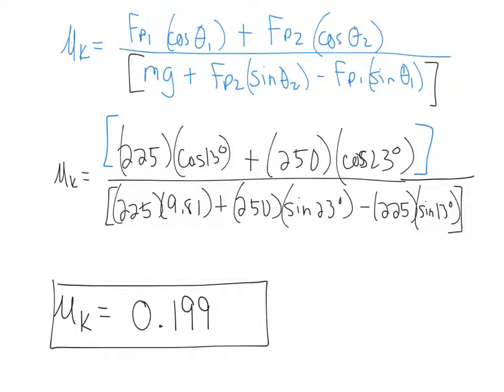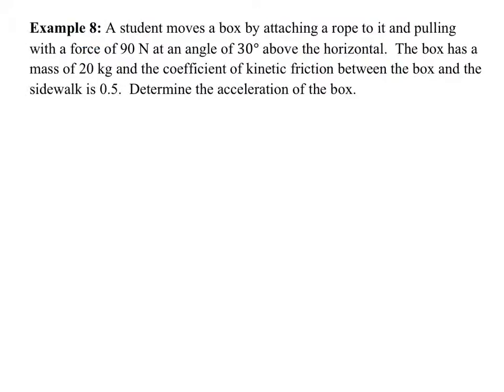Remember, mu is a function of how many surfaces? Two. Because they are interacting with one another. Does that make sense? We have about 5 or so minutes left only. I want to start the next one at least. It moves a box by attaching a rope to it and pulling with a force of 90 newtons at an angle 30 degrees above the horizontal.